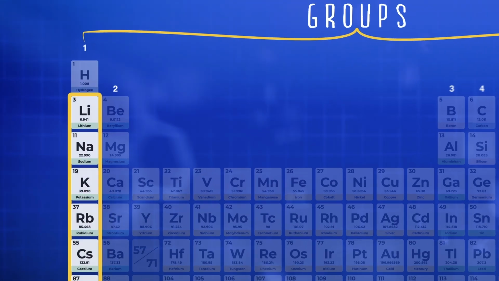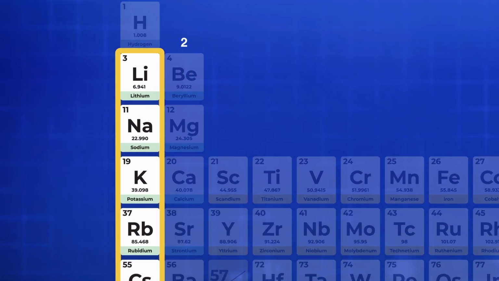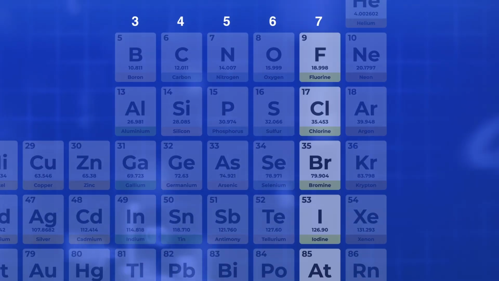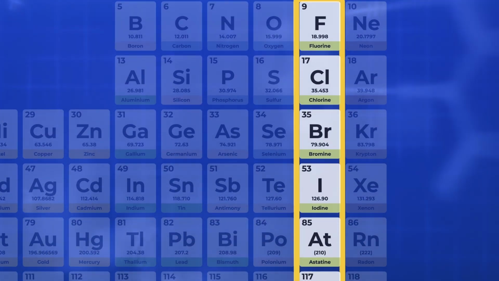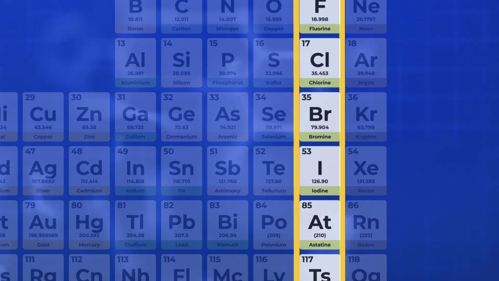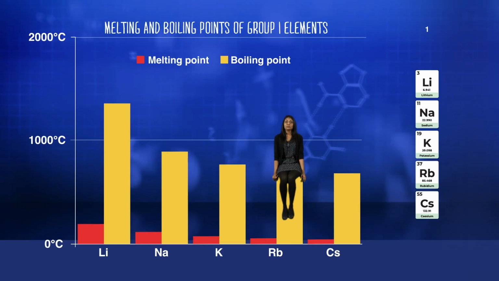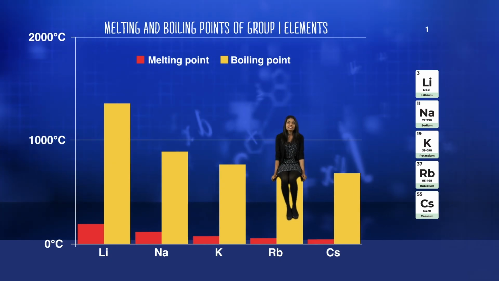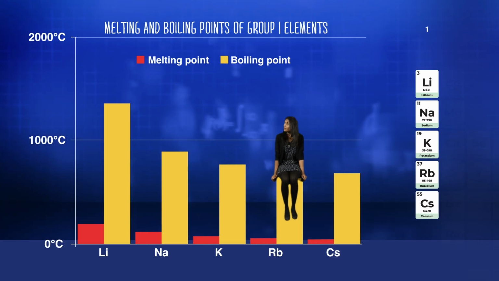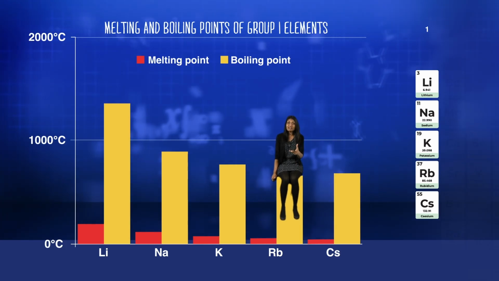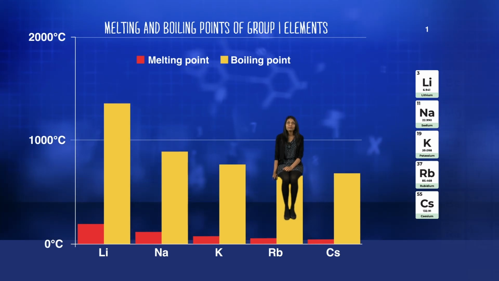So for example, group 1, lithium, sodium and potassium all have similar properties. And group 7, the halogens, the non-metals, they all have similar chemical properties as well. In each group, there's a gradual change in properties when we move from top to bottom of each group. When we look at group 1, their melting points and boiling points decrease as we go down the group.